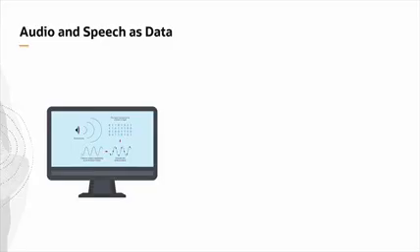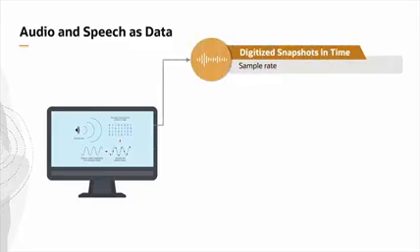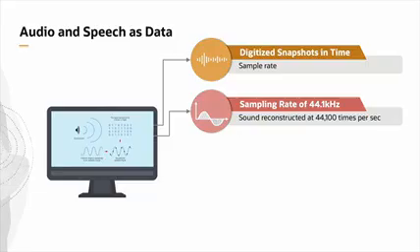Audio or speech is digitized as snapshots taken in time. The sample rate is the number of times in a second an audio sample is taken. Most digital audio has a sampling rate of 44.1 kilohertz, which is also the sampling rate for audio CDs. This means that the audio is sampled 44,100 times per second during a recording. And when the audio is played, the hardware then reconstructs the sound 44,100 times per second.